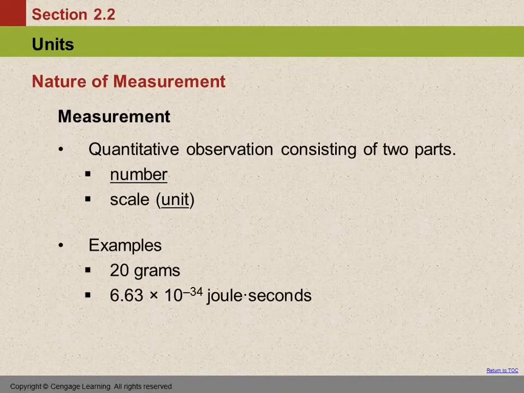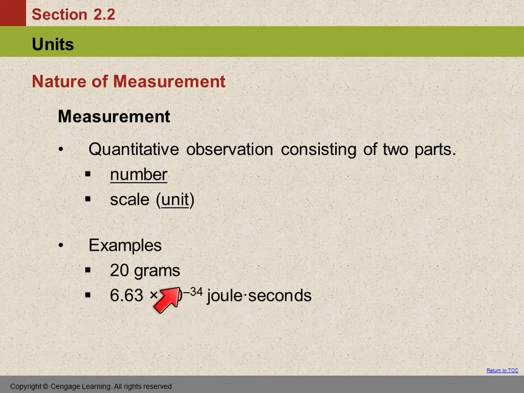So let's talk a little bit more about measurements. We mentioned that measurements have two parts, a number and a unit. So here's some examples. 20 grams, 6.63 times 10 to the minus 34 joule seconds. Now, joule seconds is a weird unit, but that's the unit.